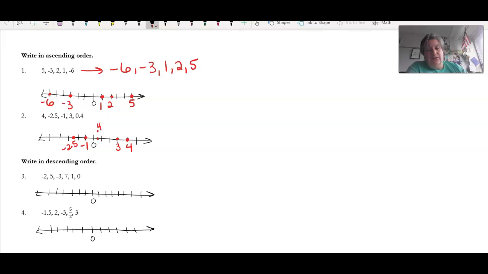So ascending is from small to biggest. So -2.5. Here's the answer. -1, 0.4, 3, and 4.